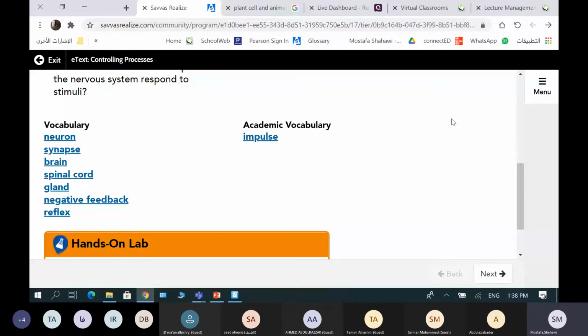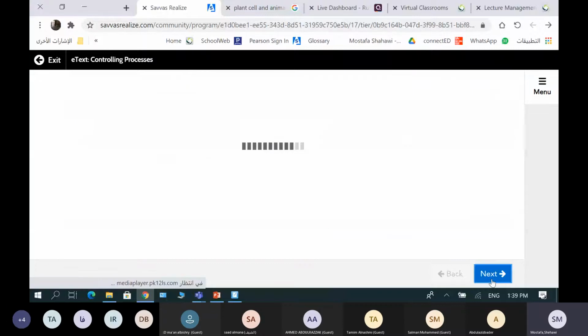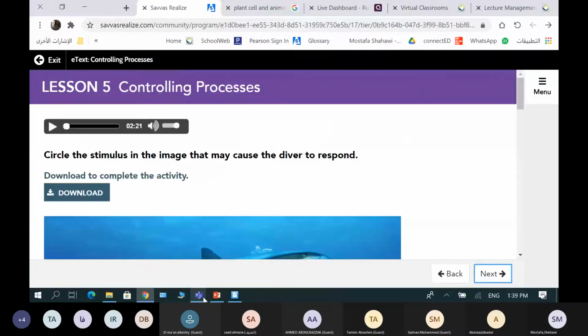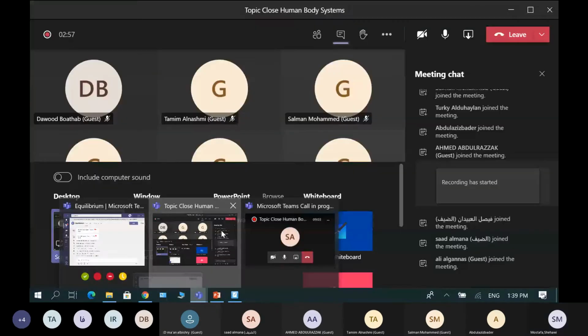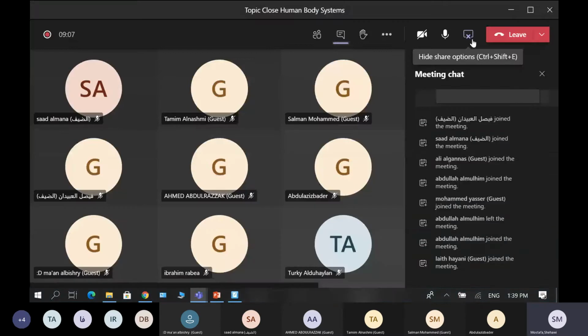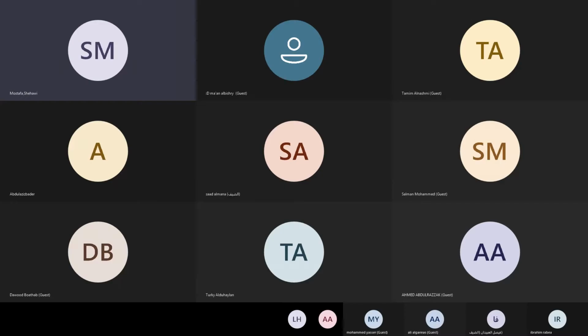Again, you will pick any topic from the previous two topics: the cell system and the human body system. Choose any one of them and start to make a project about it. You have marks on this project, and you will not get marks unless you finish it. It's individual, solo work.